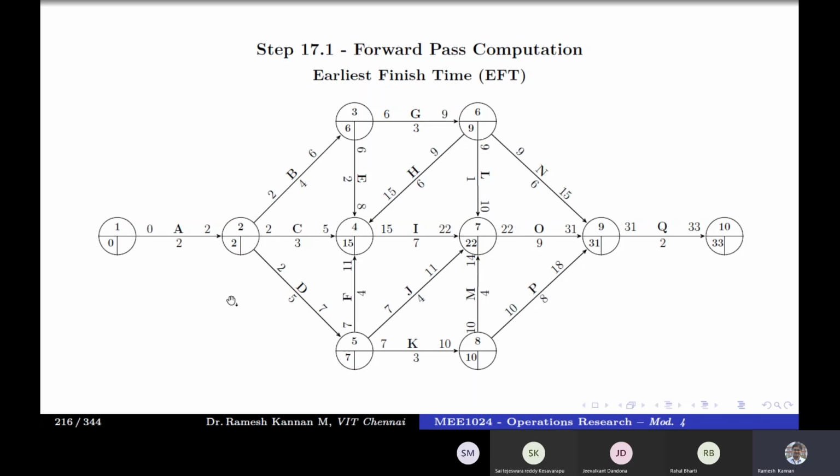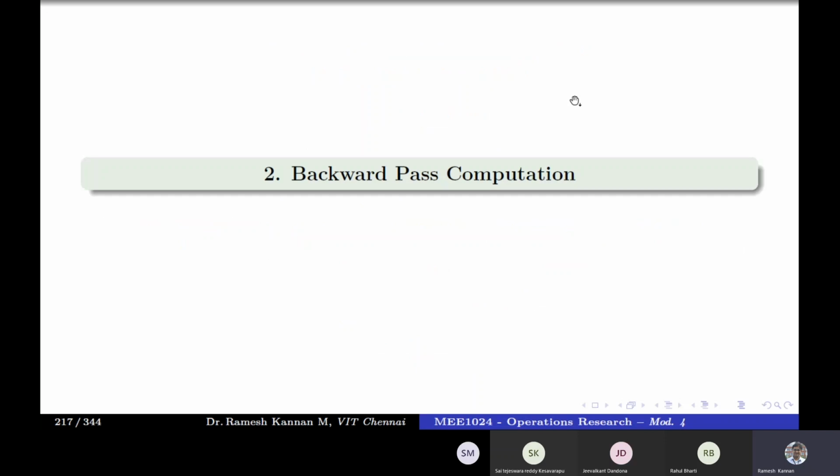Another important point is, in a forward pass, we look at the arrow that is projecting into the node, for example if you want to find the EST or EI. In a backward pass, we always look at the arrow that is leaving from that node. For example, if you want to find the LI of this node, then we look at the arrows that are leaving. That is where it is a little confusing, but I'll tell you how to do it without any mistake. Okay, so this completes the forward pass.